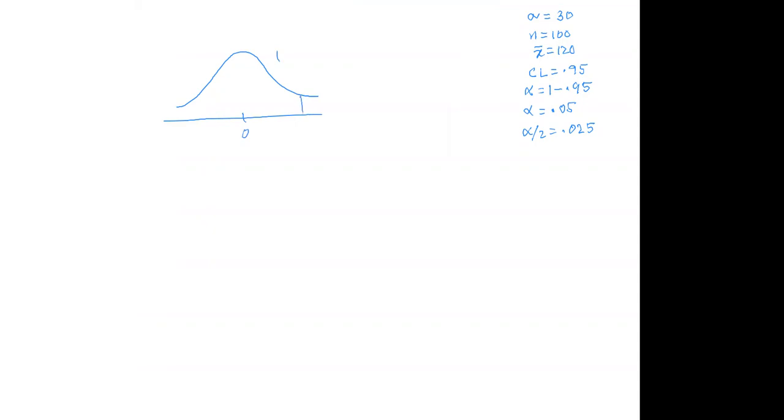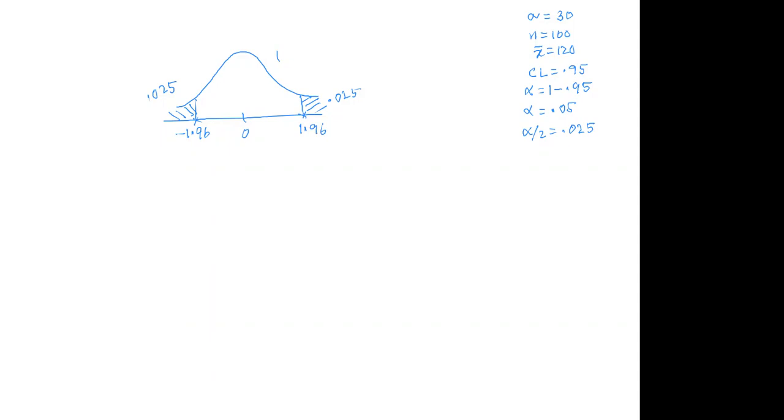Area to the right, 0.025, and area to the left, 0.025. And this is your negative z sub alpha over 2, positive z sub alpha over 2. Now, can anybody tell me what the z value is going to be here without looking at the table? Please don't look at the table. 1.96. Perfect. Thank you. It is going to be negative 1.96 here and positive 1.96 by symmetry.